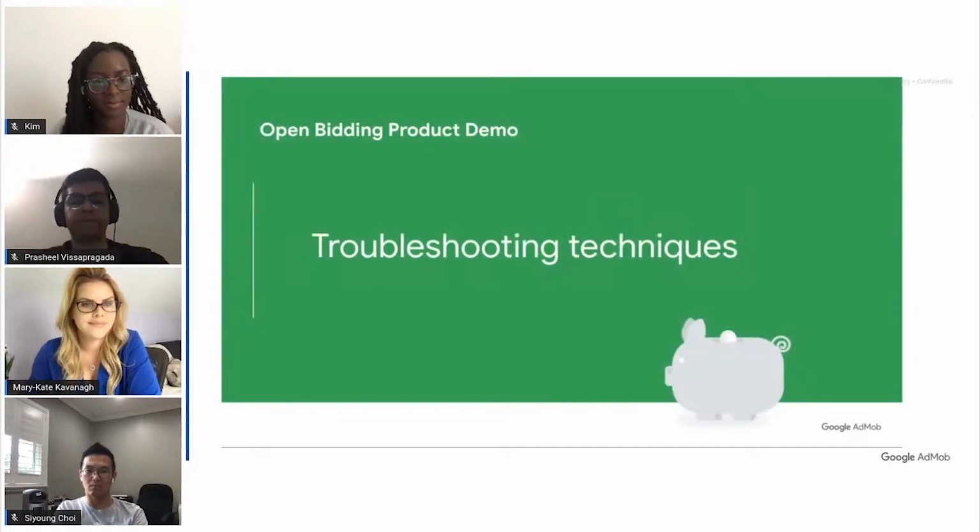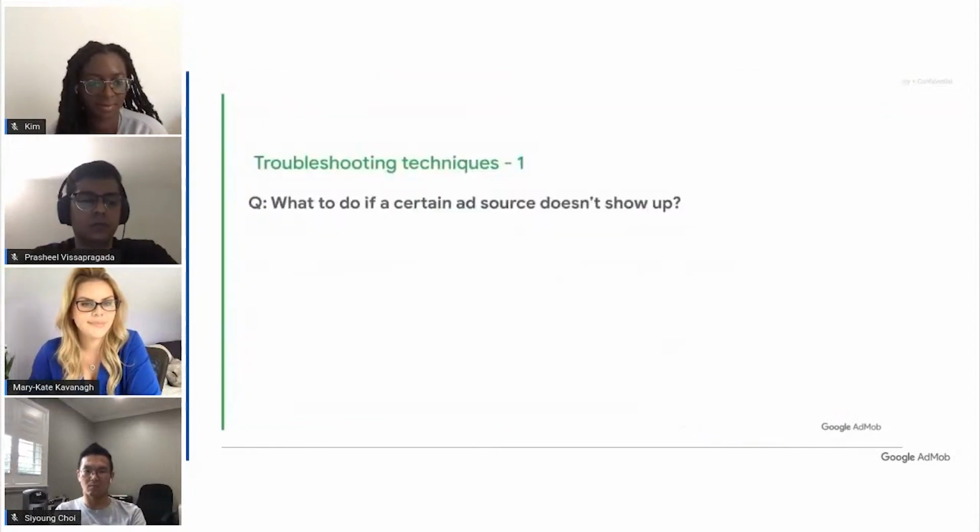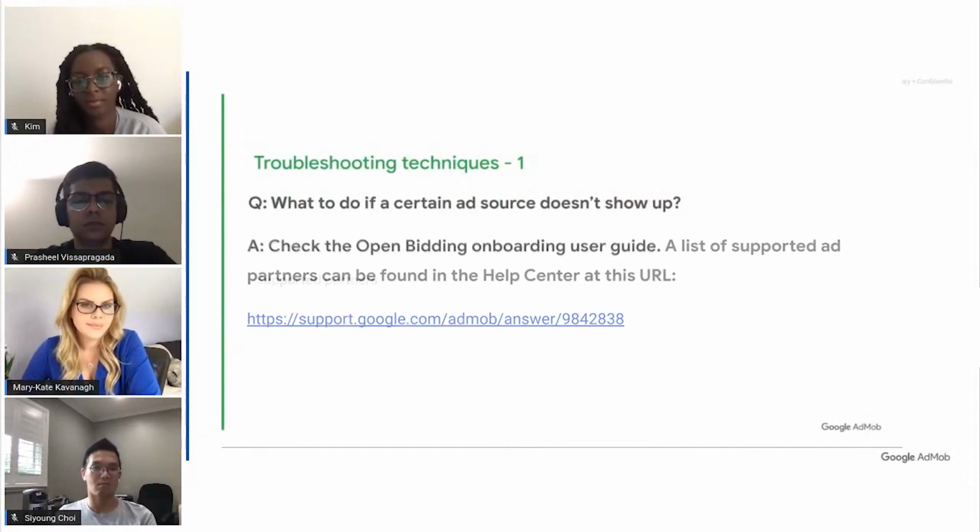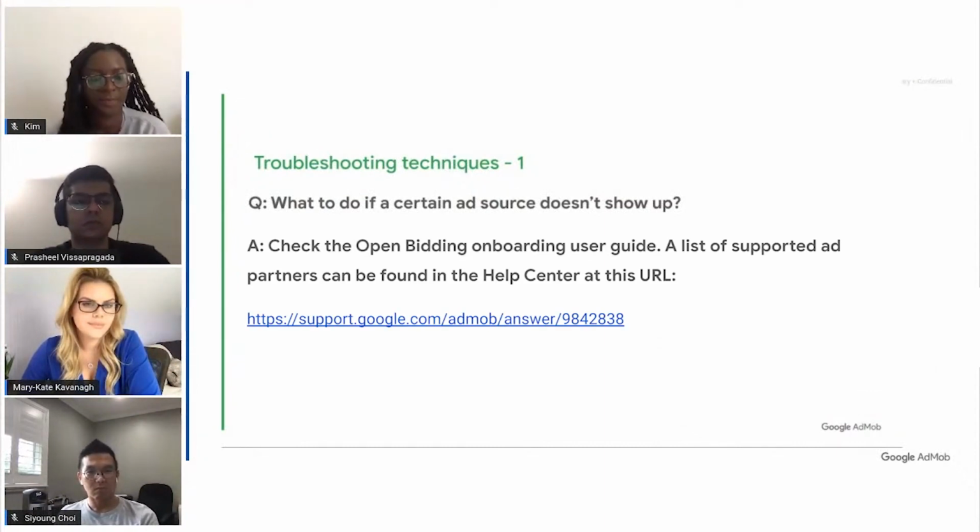Next, I'd like to highlight and discuss a couple of common troubleshooting techniques. So what to do if a specific ad source does not show up within your AdMob account. Within your Open Bidding Onboarding User Guide, you will be able to see what ad sources are currently available for open bidding. We recommend first to check that your ad source is on this list. These ad sources will be available for you to select when adding the ad source to your mediation group.